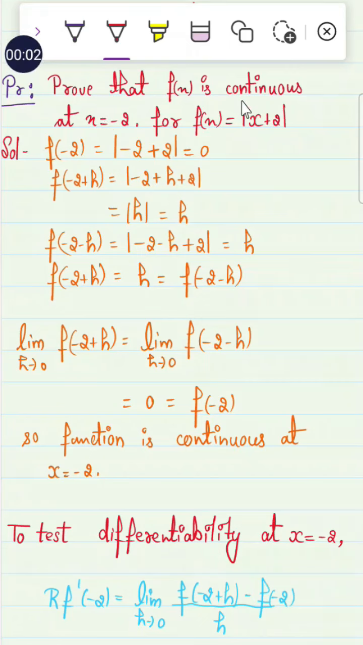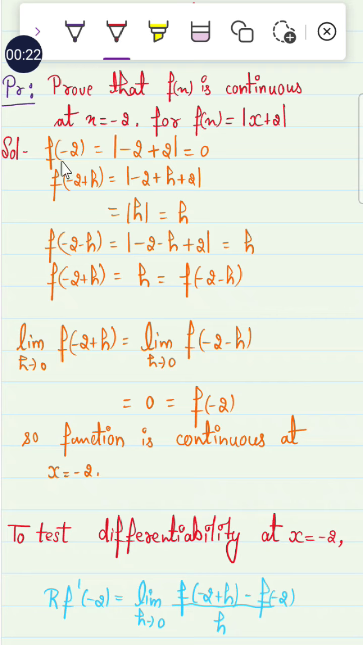Prove that the function is continuous at x equals minus 2. The function is mod of x plus 2, right? Now how do we say that it is continuous? If we put the value of minus 2 at this point, which is equal to minus 2 plus h, minus 2 minus h, right? Then it is continuous at this point.